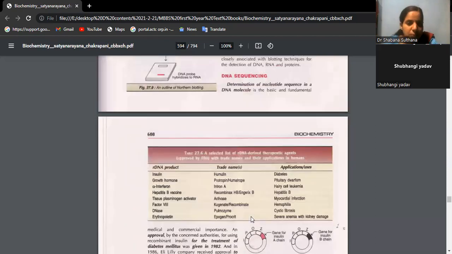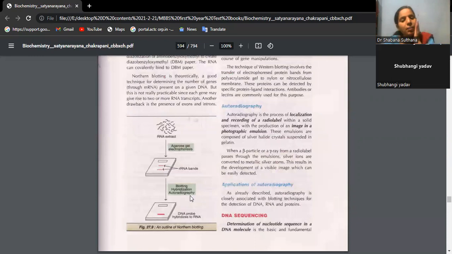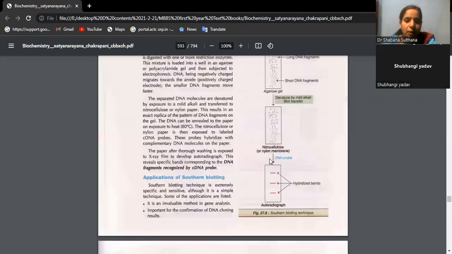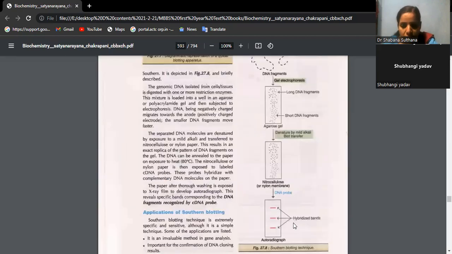See, when you go to western blotting, what is the word which is used after nitrocellulose? You are finding the bands of DNA, right? The bands are actually studied with the help of a probe. Probe in the sense that probes hybridize with complementary DNA molecules on the paper.